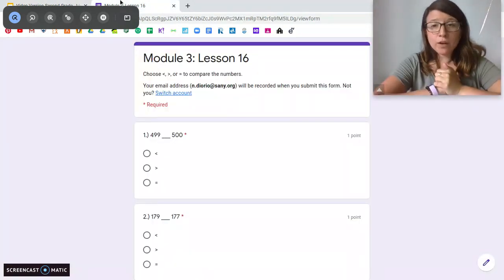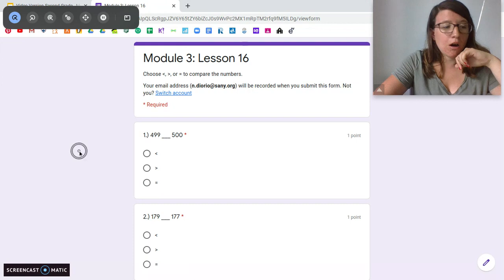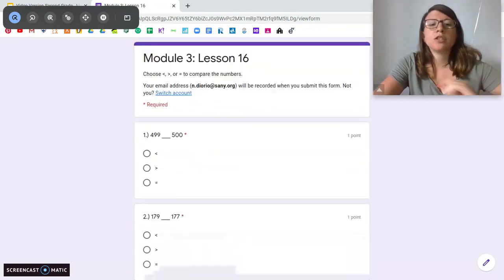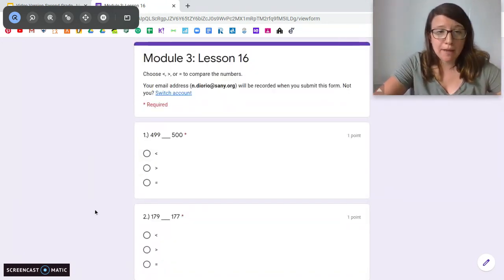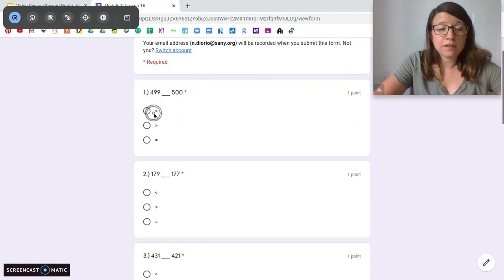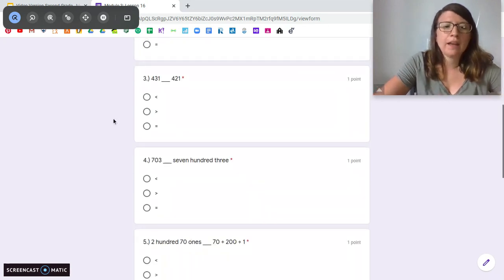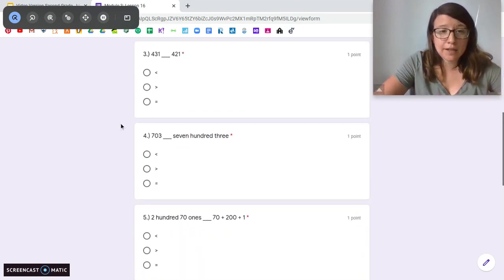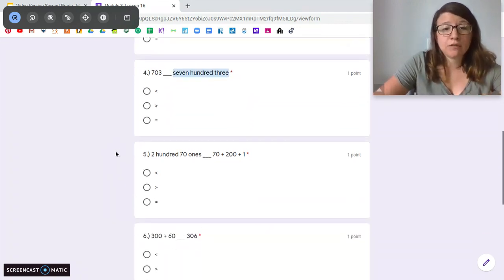Okay. For your exit ticket today, there are 8 problems. You're going to choose the best way to compare them. Okay? So for this one, 499, and then you're going to choose the symbol. Is less than 500. Okay? Now down here, it gets a little bit trickier. Write these numbers out so that you can see them, so it's easy for you to compare.